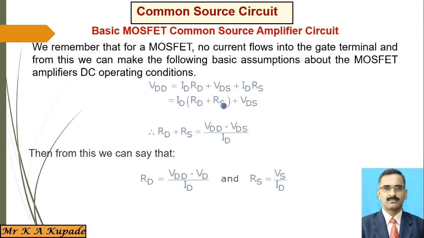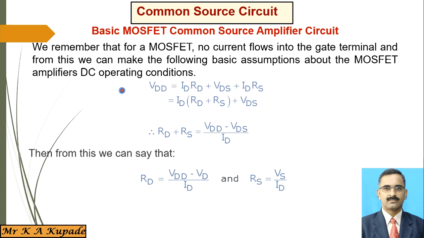Right now, we already know, remember, that there is no current flowing into the gate terminal. There is no current flowing through the gate terminal, and from this we can make the following basic assumption about the MOSFET amplifier's DC operating condition. Without applying the AC input signal, we are only discussing how it is biased and how it can be used as a common source amplifier circuit.